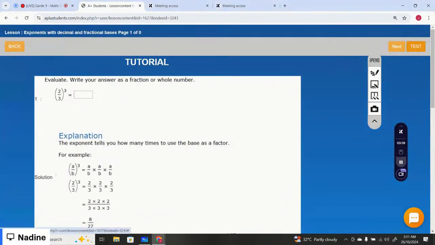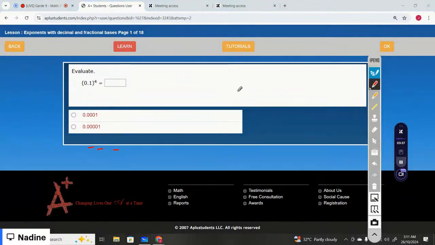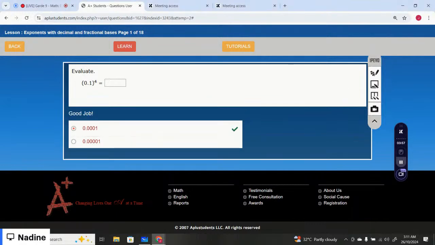Let's just start with the test questions. 0.1 exponent 4. So that means you need to multiply 0.1 four times. So that is 0.1 times 0.1 times 0.1 times 0.1. So which is the correct option? Option number 1 is the correct option.